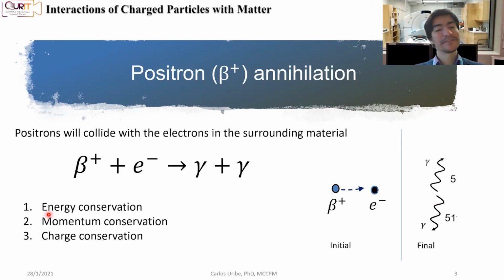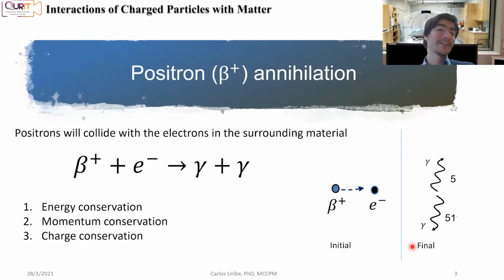And because there needs to be conservation of momentum, if you think that this annihilation is happening at rest, there's basically no momentum. So if your initial case is no momentum, then your final case also has to have no momentum. And the only way of that happening is if those two photons are emitted in opposite directions to each other. So they'll have the same energy, but one is going up and the other one is going down.